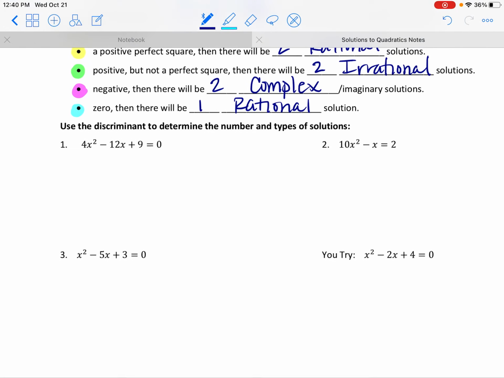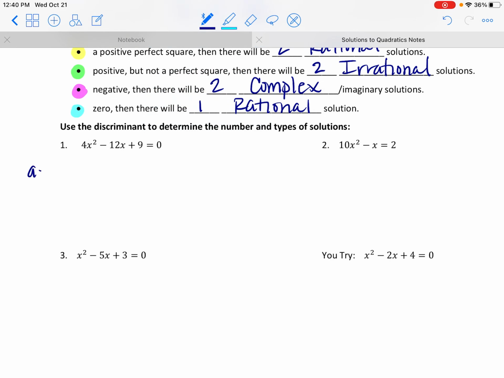Okay, so for these next four problems, we're going to use the discriminant to see what the answers would be like. So we don't actually have to solve and tell what the answers are. It's just how many would we get and what kinds of answers would they be. Now, since the discriminant comes from the quadratic formula, we do have to make sure that our equation is in standard form before we pick out a, b, and c, and it is here. So for number 1, a is 4, b is negative 12, c is positive 9.